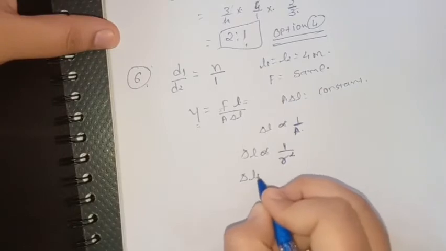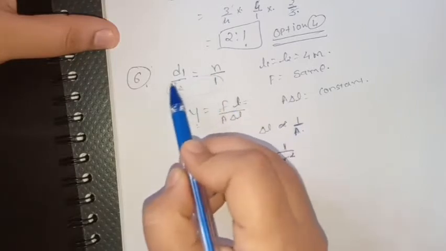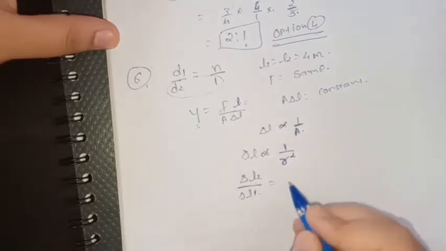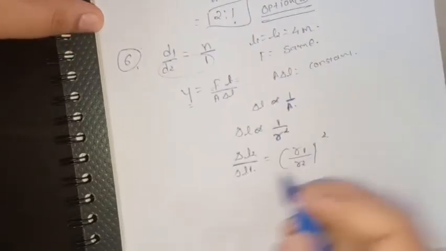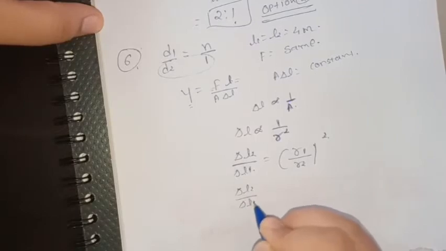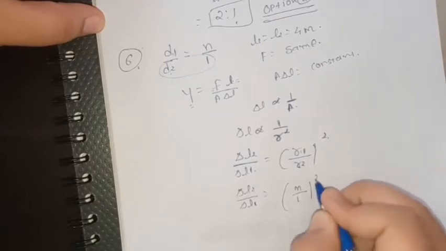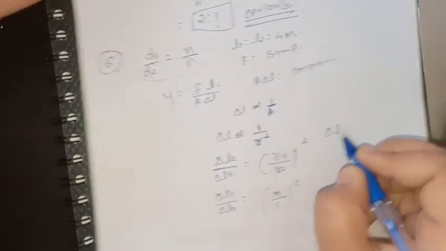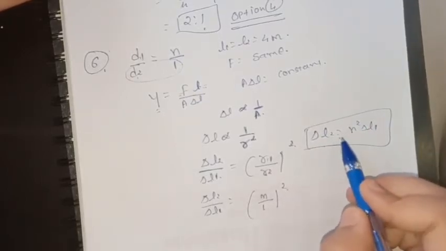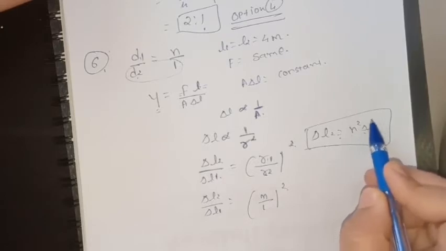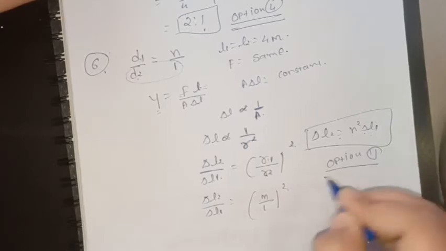So delta L2 by delta L1, here we have taken second wire as thinner wire, so delta L2 by delta L1 is equals to R1 by R2 whole square. So delta L2 by delta L1 is equals to R1 by R2 is equals to D1 by D2. So we can write N by 1 whole square. So delta L2 will be N square delta L1. So increase in length of thin wire will be N square times the increase in length of thick wire. So option 1 is correct option.